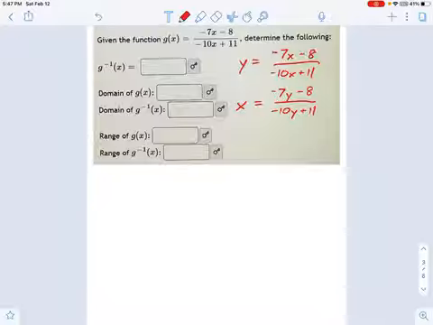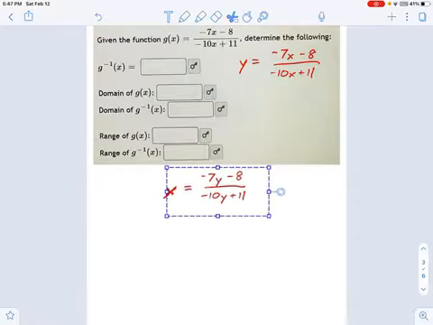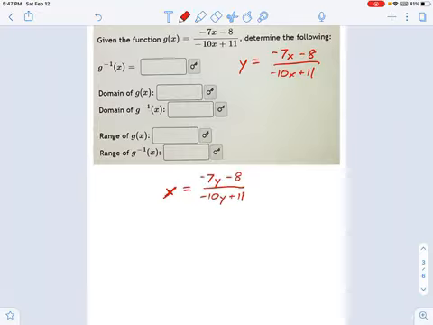And you can see what's in our way first is that there's a nasty fraction on the right side. So how do you get rid of fractions? Remember, you multiply each side of the equation by the denominator. So I'm going to need a little more room down here. Let me just move the whole thing right there. Okay, so there's x equals this thing, and I'm going to multiply both sides by the denominator, negative 10y plus 11. And over here, same thing, negative 10y plus 11.